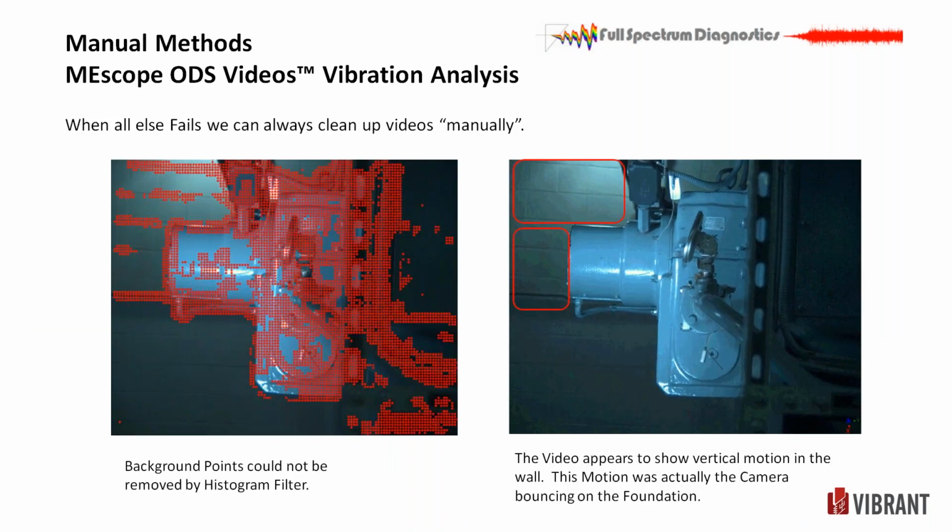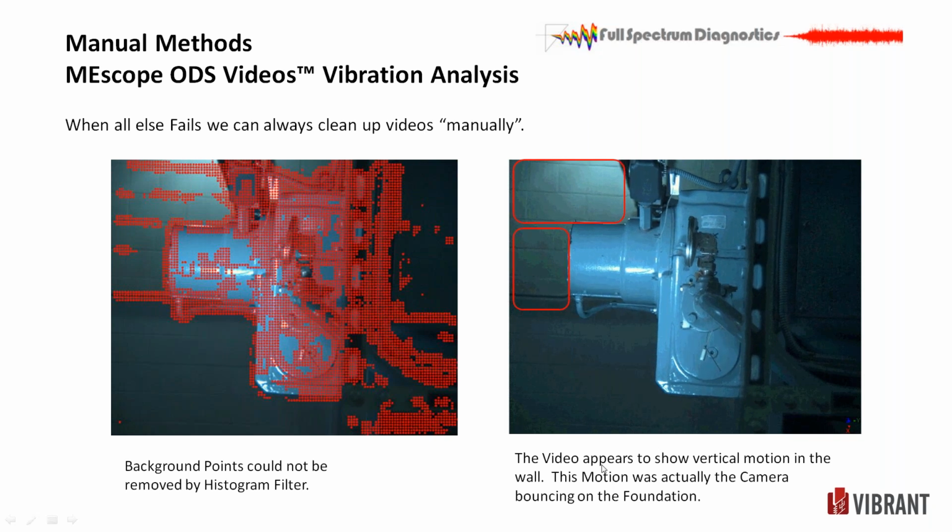This is that area. So little title here, manual methods. So when all else fails, we can clean up videos manually. I can't get rid of this because the camera's moving with the slab and it looks like the wall's distorted up and down. So I have an actual reason why this is there.